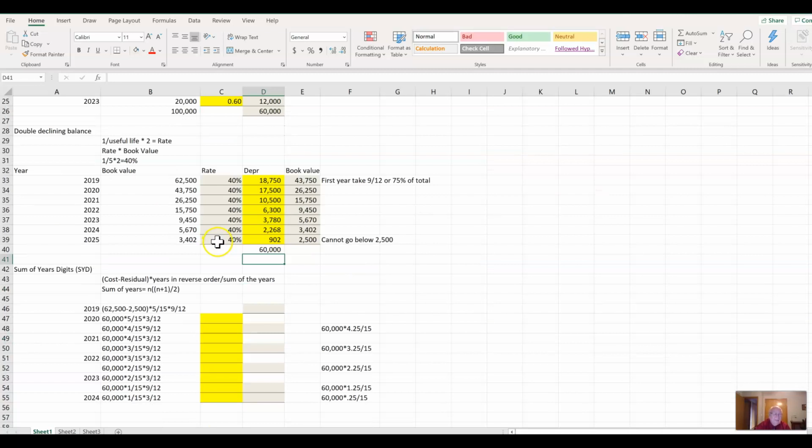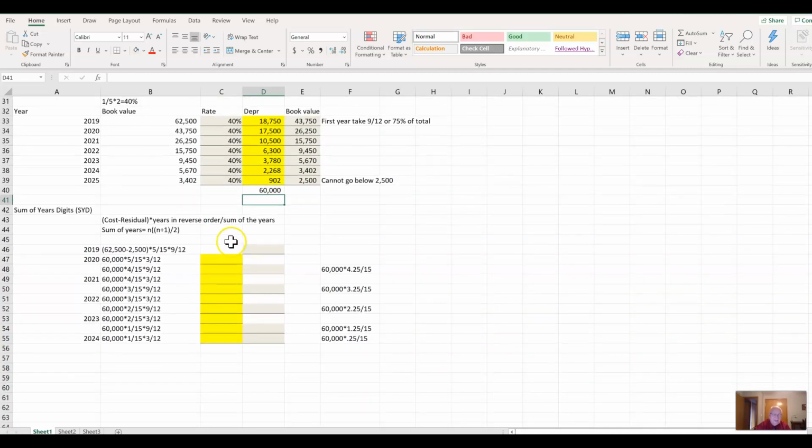Now the other accelerated method we're going to talk about is sum of the year's digits. And that's cost minus residual times the years in reverse order over the sum of the years. And this is how you do the sum of the years. N times n plus 1 over 2. So if you did that over here, you'd have 5 times 5 plus 1 divided by 2, which gives us 15.